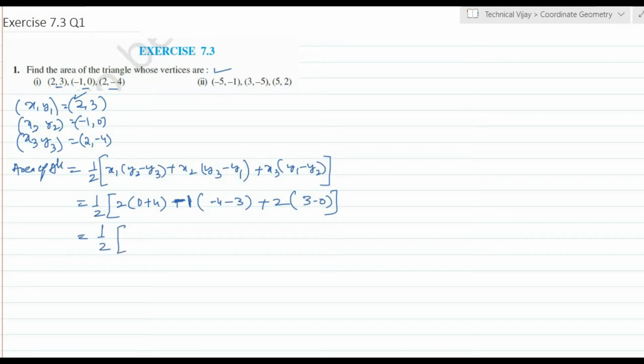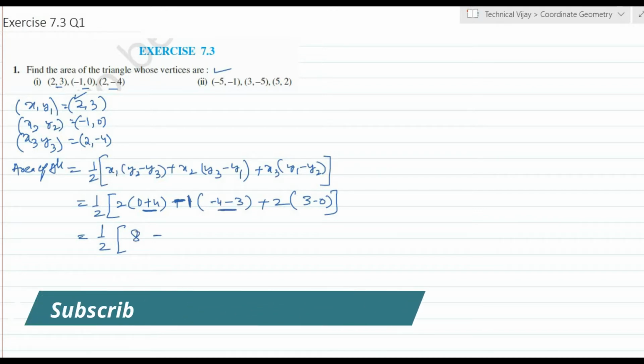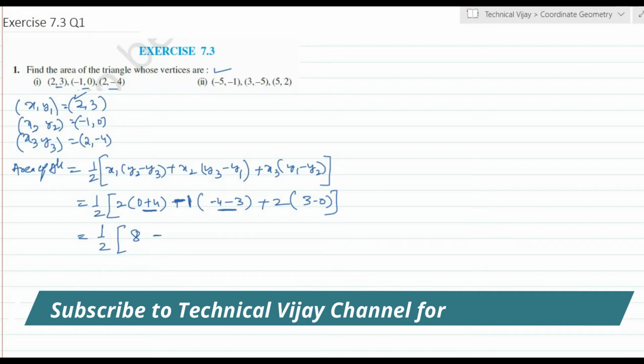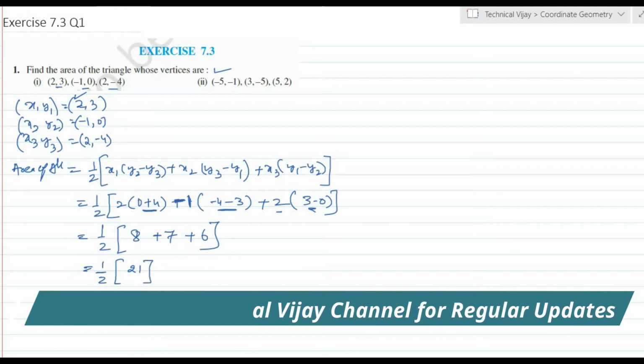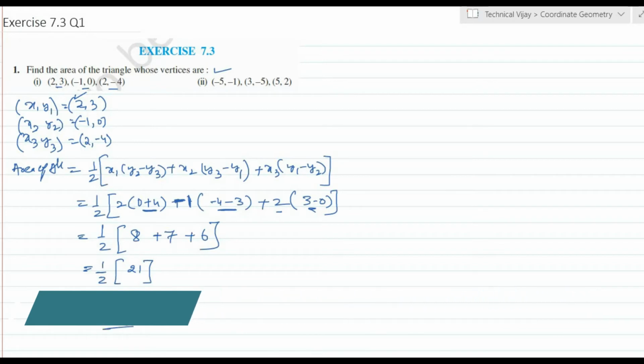Now we will simplify this one. 1 by 2, here 0 plus 4, that is 4 only. 4 into 2 is 8, minus 4 minus 3 is minus 7. Minus 7 into minus 1 is plus 7. Then plus 2 into 3, that is 6. So half of 8 plus 7 is 15, 15 plus 6 is 21. Here the area will be 21 by 2 square units. That's all.